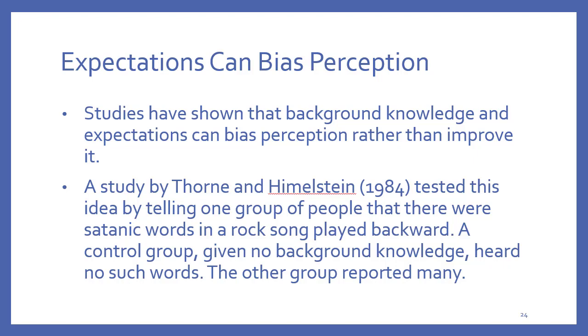Now, when we think of what to expect, it is a reasonable thing to expect the world to behave in a certain way sometimes. But what's not okay is for us to believe that our expectations are infallible, that what we think should be true about the world should always be true about the world. In that way, our background knowledge and expectations can produce these biases in perception rather than improving them.